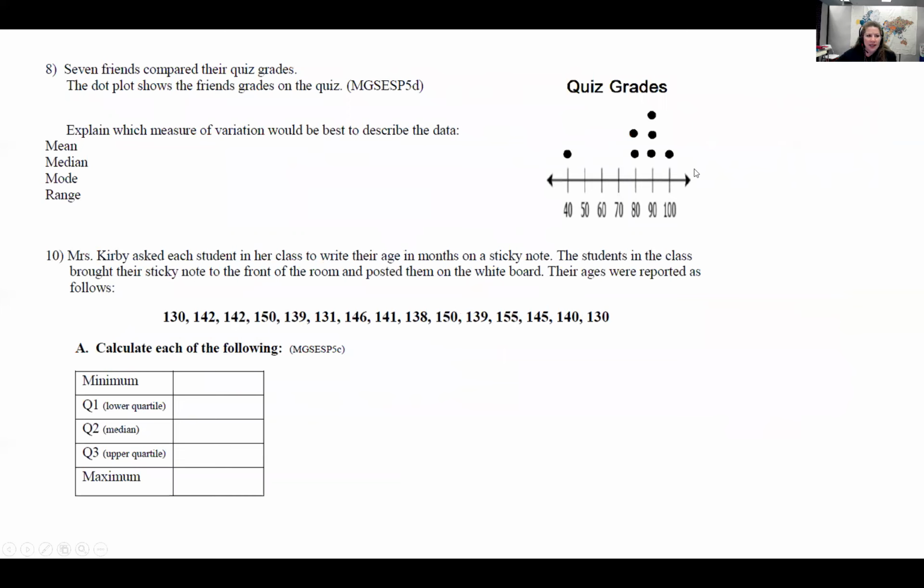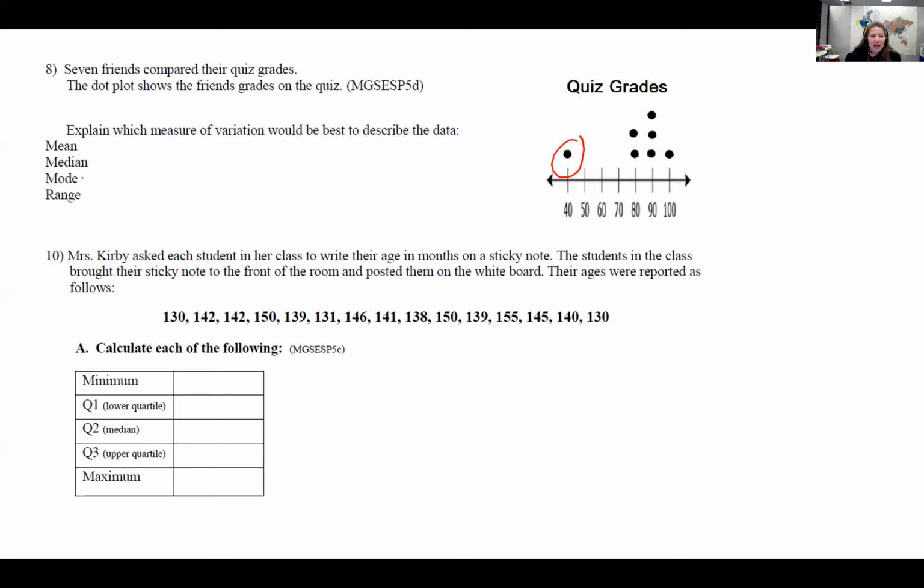Number 7, 7 friends, or no, excuse me, number 8, I saw the word 7. 7 friends compared their quiz grades. The dot plot shows the friends' grades on the quiz. Explain which measure of variation would be the best. Well, we know if there is an outlier, which there is, we're not going to use the mean.